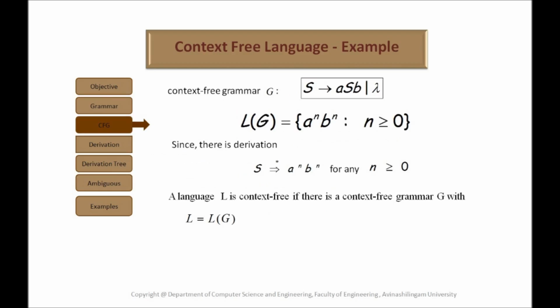W belongs to T star, where T is the set of terminals. Next we will see an example for context-free language. Here we have considered the productions S tends to aSb and lambda. We can derive the language of grammar, that is L of G is equal to a power n, b power n, where n is greater than or equal to 0. We can derive this using S tends to a power n, b power n for all n greater than or equal to 0. If L is equal to L of G, then the language is said to be a context-free language.